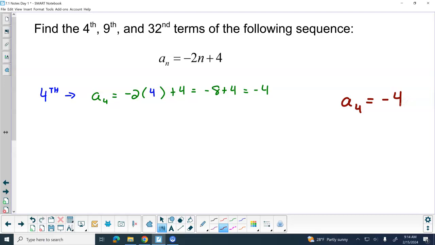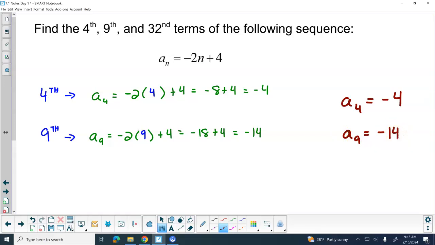I can't just say negative 4 there, because we are not developing the first 4 terms in the sequence. I have to label my term, what term it is. So a sub 4 there would be the answer. Okay? Then it asks for the 9th term. Now I'm going to plug in 9 for n. 9 times negative 2 is negative 18. Negative 18 plus 4 is negative 14. So my 9th term, a sub 9, is negative 14.